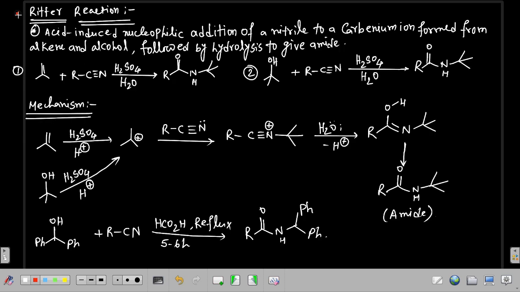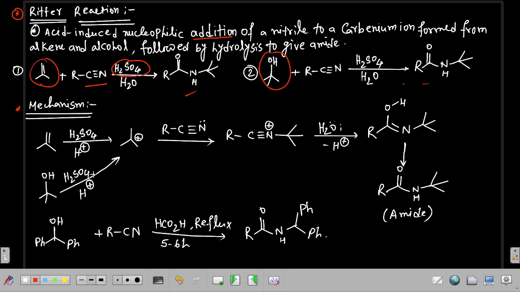Next reaction is the Ritter reaction, and this is an acid catalyzed nucleophilic addition of a nitrile to a carbonium ion, which is formed from the alkene or alcohol, followed by hydrolysis to give an amide. Okay, now we will see the mechanism.